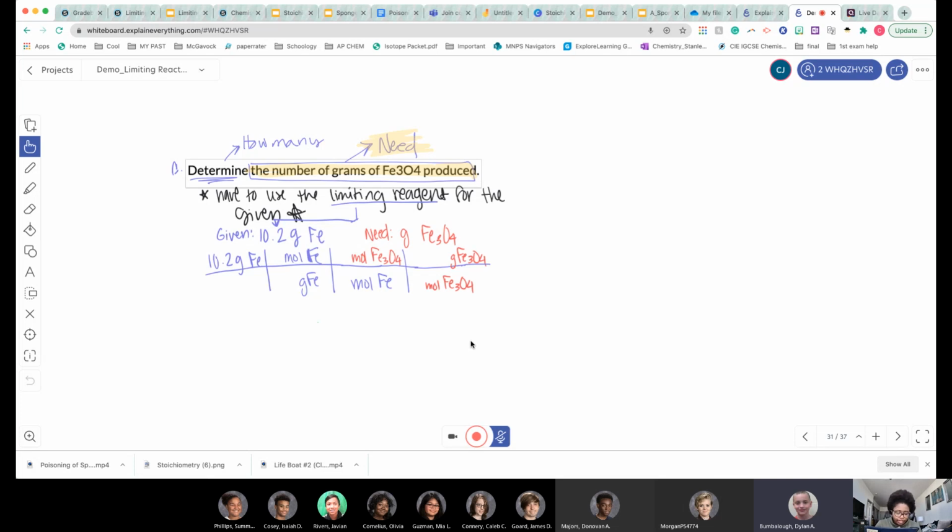Good job. All right, so now we need to fill in our blanks. In order to fill in the blank that has moles and grams, what am I going to use? Molar mass. Good. Now I have one that has moles and moles. What's that going to be? Balanced equation. Good. And then I have moles and grams. What's that going to be? Molar mass. Good.